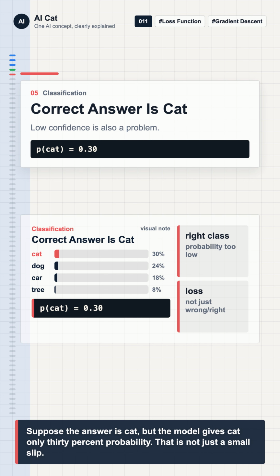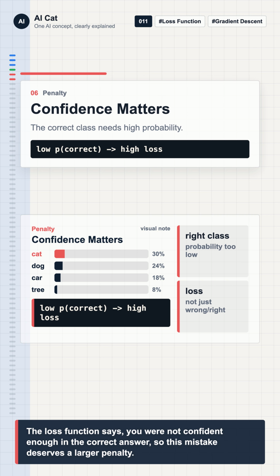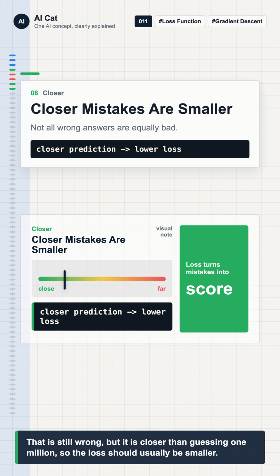Suppose the answer is cat, but the model gives cat only 30% probability. That is not just a small slip. The loss function says, you were not confident enough in the correct answer, so this mistake deserves a larger penalty. For a number prediction, imagine the real house price is 3 million, and the model guesses 2.8 million. That is still wrong, but it is closer than guessing 1 million, so the loss should usually be smaller.